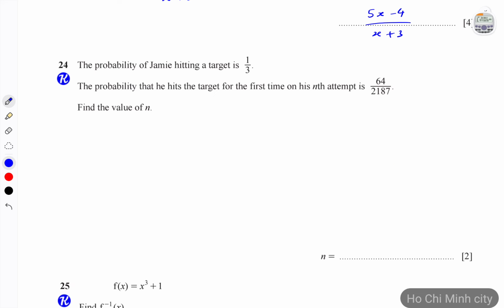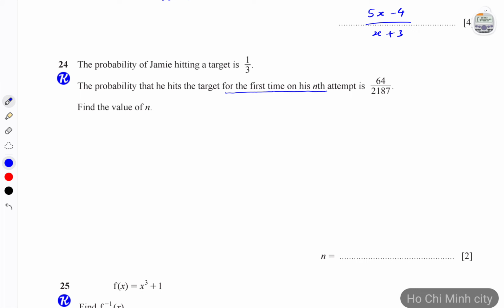Question 24. The probability of Jiamin hitting a target is 1/3. The probability that he hits the target for the first time on his nth attempt is 64 divided by 2187. Find the value of n. All right, this sentence we have to read very carefully. The probability that he hits the target for the first time on his nth attempt.